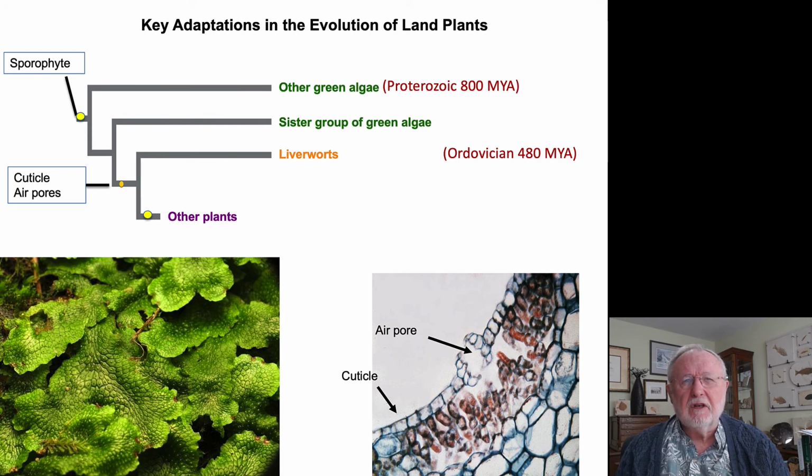How did CO2 get inside to the photosynthetic cells if there was a cuticle? It was through pores, openings, air pores that were uncontrolled, simply openings. Those are called air pores, and you see a cross-section here of an air pore consisting of about 8 to 10 cells in a liverwort. That allows carbon dioxide to come in and allows water to leave.